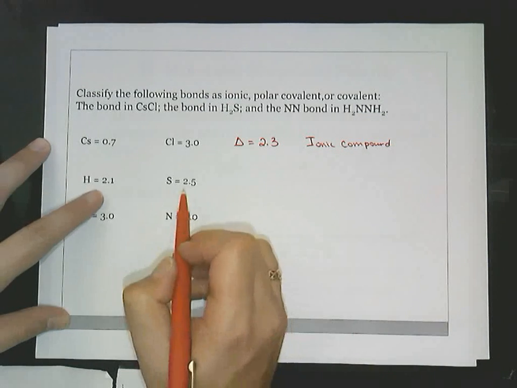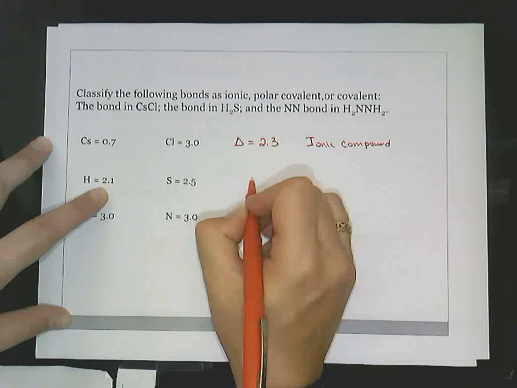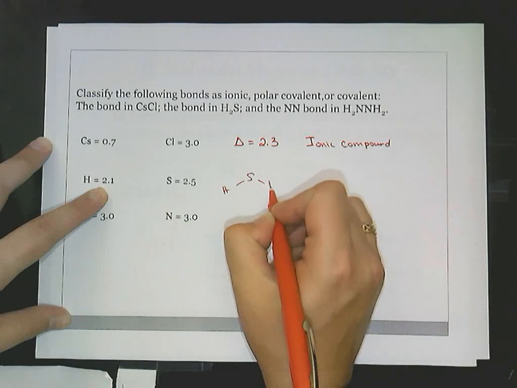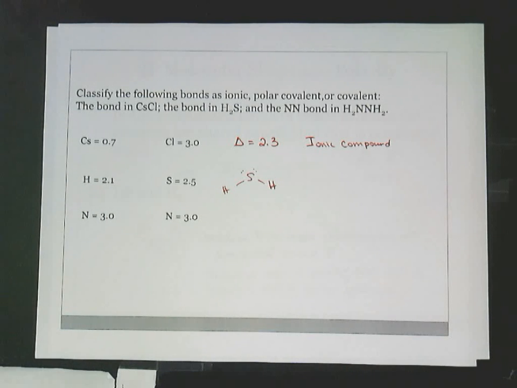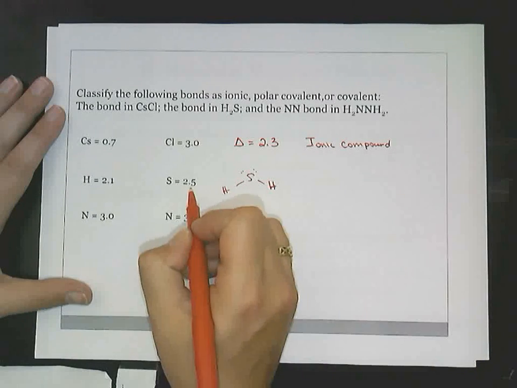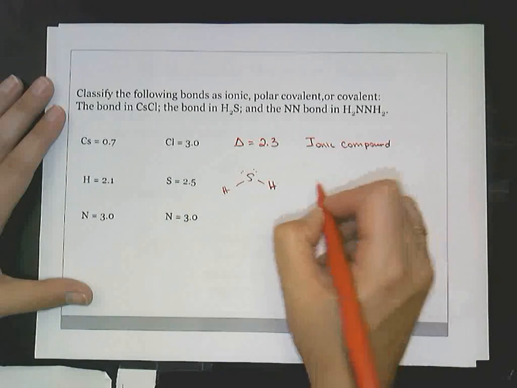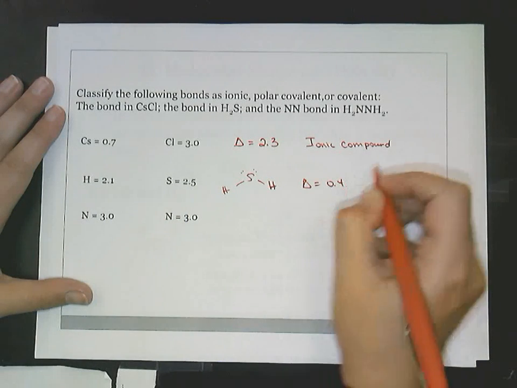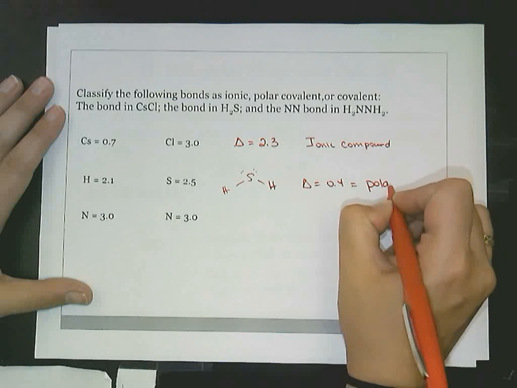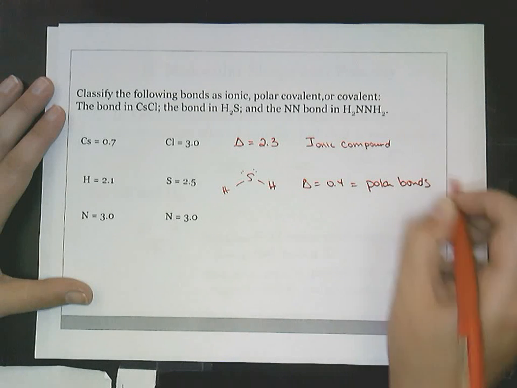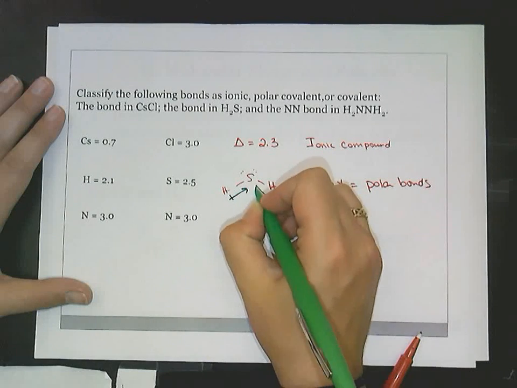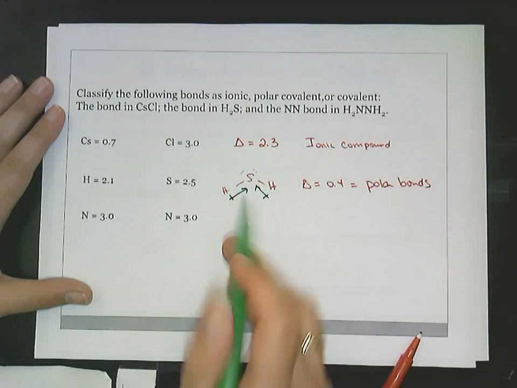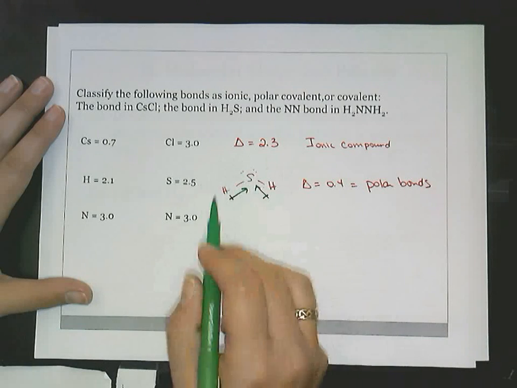If I look at this one, knowing what we know about this molecule, we would expect it to be polar, because it looks very similar to water. We see the difference is 0.4, which means this is going to have polar bonds. And we see that these two polar bonds don't cancel out, and so this overall molecule is polar.